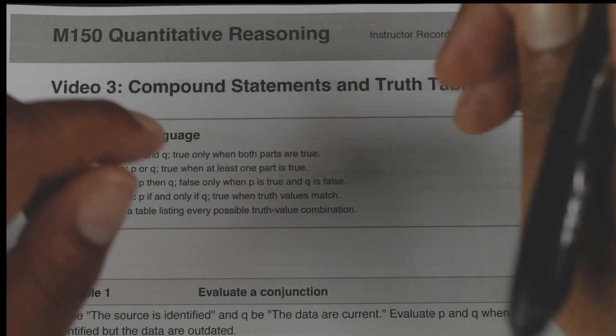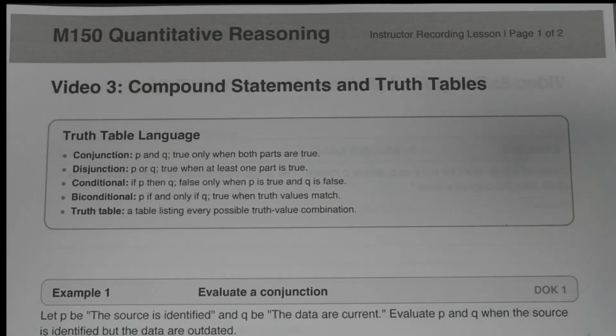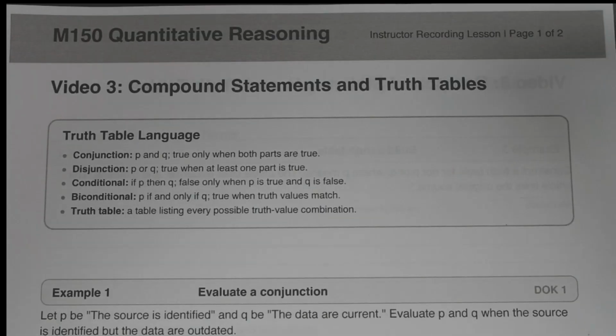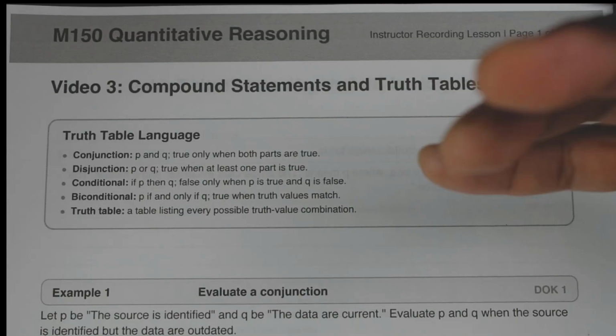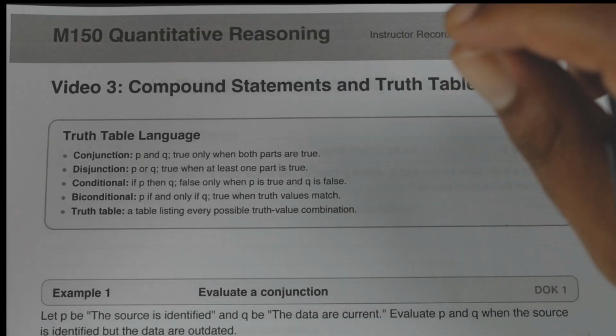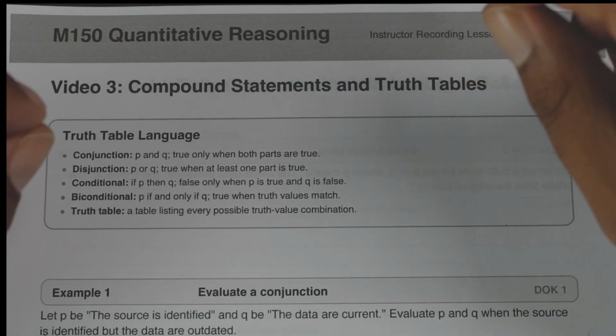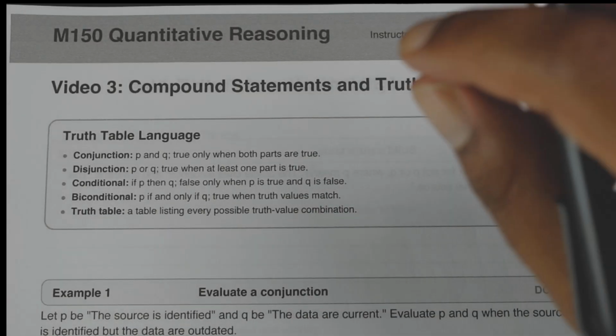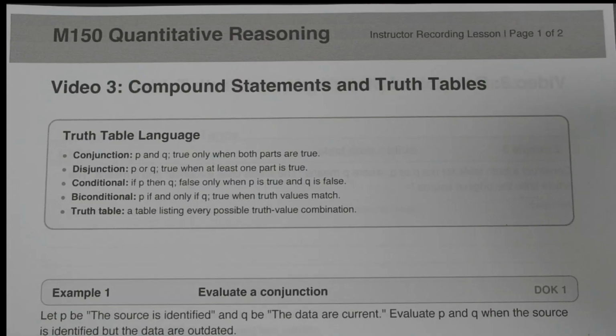All right, welcome back. In video 2, we worked with individual propositions, truth values, and negations. Now I'm going to take propositions and combine them. Once two propositions are combined, the truth value of the new statement depends on two things: the truth values of the original propositions and the logical operator connecting them.